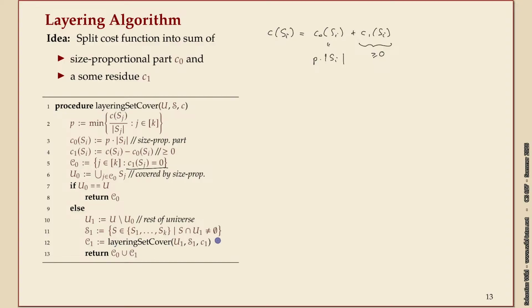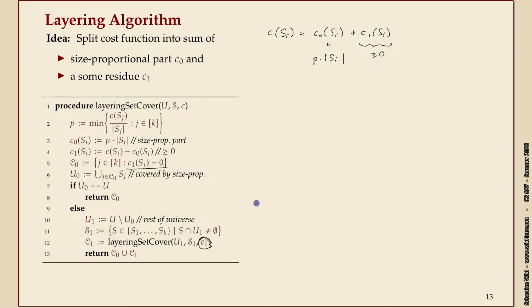And then we recursively compute a solution for this problem. But importantly here, we only put the residual costs in. So the size proportional part is already subtracted and dealt with. And we only look at the remaining part. And this is important, otherwise we may not make progress, right? And then the output is just the union of these sets. So maybe slightly less obvious, but if you come from this size proportional idea, this algorithm is somewhat natural.